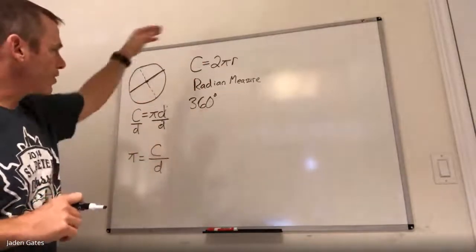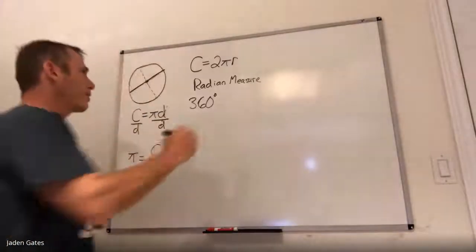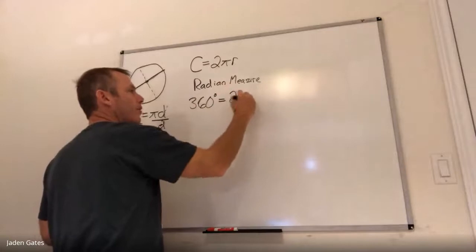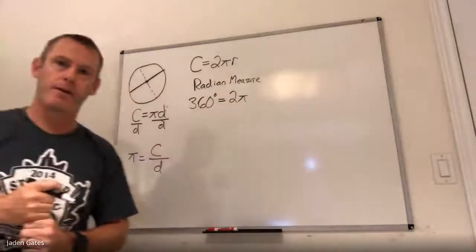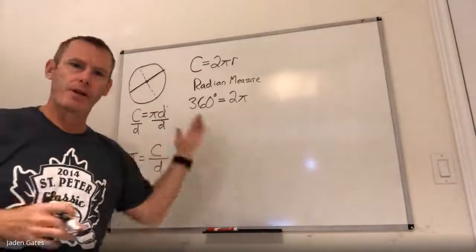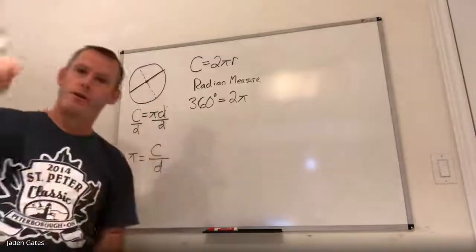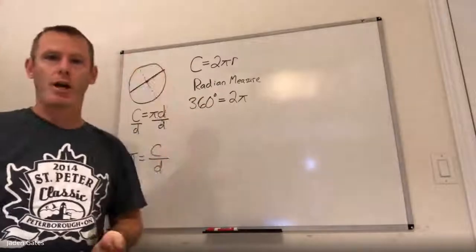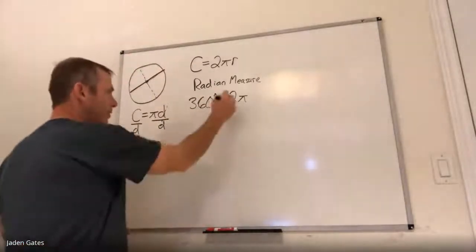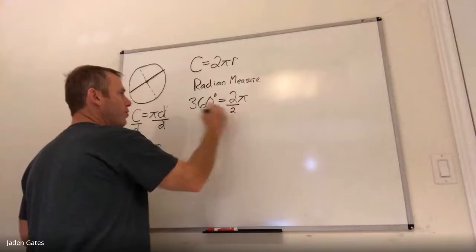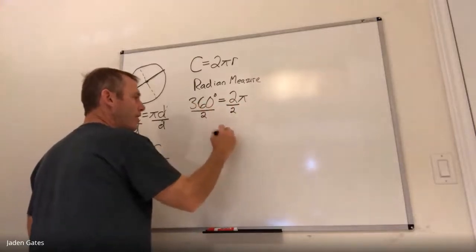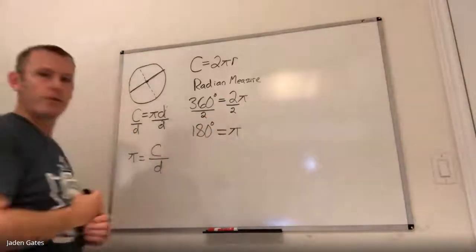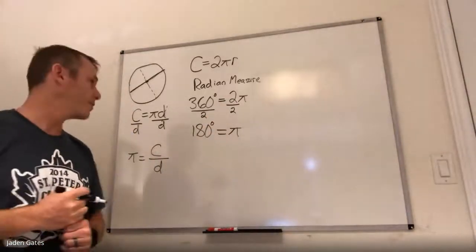They said, okay, well, the circumference is 360 degrees around. And if our radius is 1, then it would be equal to 2 pi. That's the theory they came up with: all the way around the circle is 2 times pi, and if your radius is 1, then that's what you got. Now, from that, we can divide both sides by 2. And so they defined that pi was going halfway around the circle, or 180 degrees.